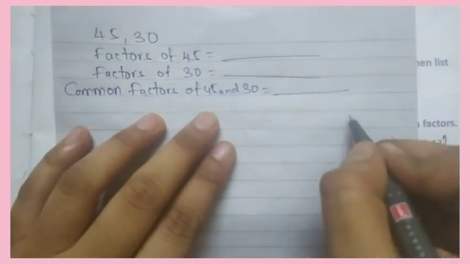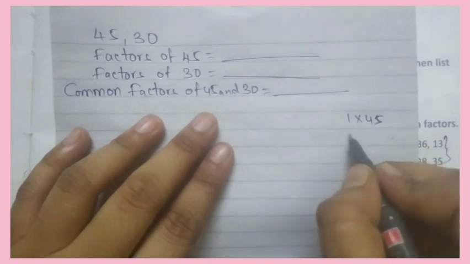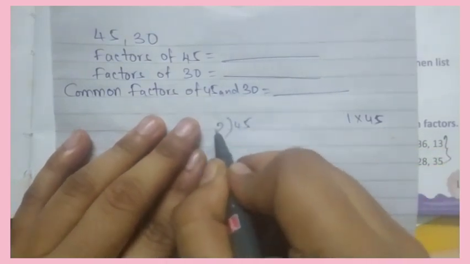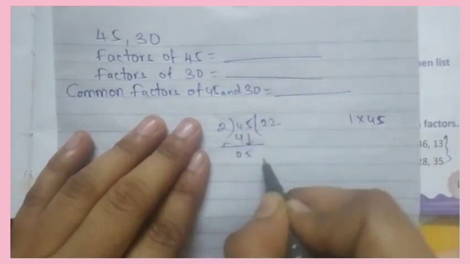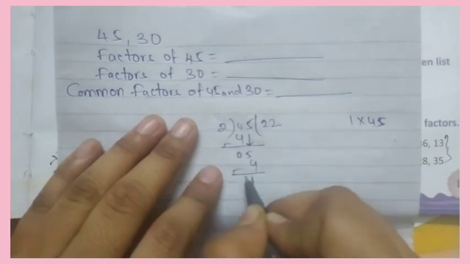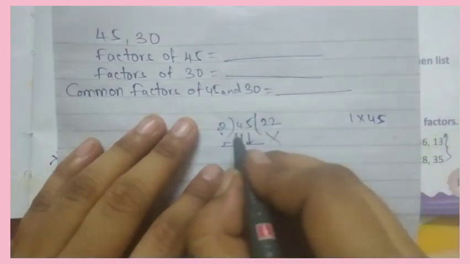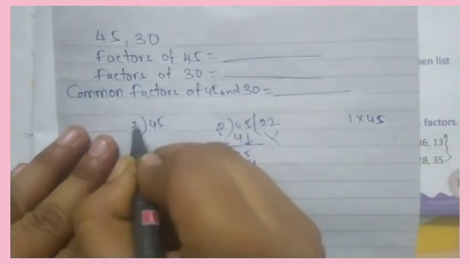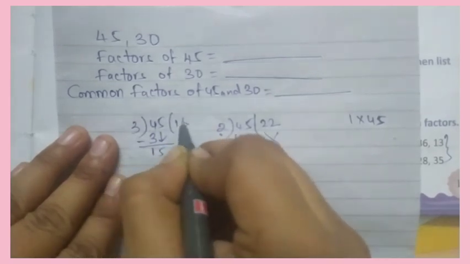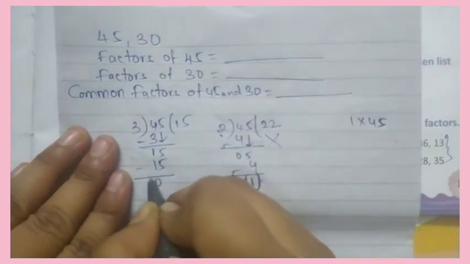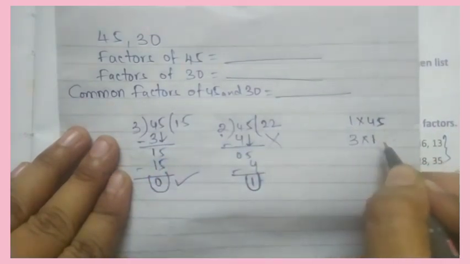Okay, look, 1 45 is 45. In the 2 table will we get 45? No, why? Because look, we will do division. 2 2s are 4, 4 minus 4 is 0. 5 will be written here. 2 2s are 4, 5 minus 4 is 1. We got remainder 1, so it is not divisible by 2. Okay, next 3. 45 divided by 3. 3 ones are 3. 4 minus 3 is 1 and 5 will be written here. 3 5s are 15. 15 minus 15 is 0. We got 0, which means it is divisible. 3 15s are 45.